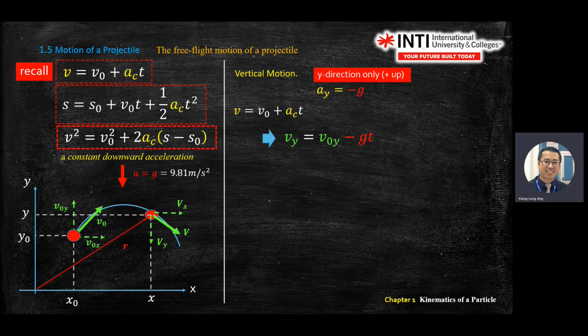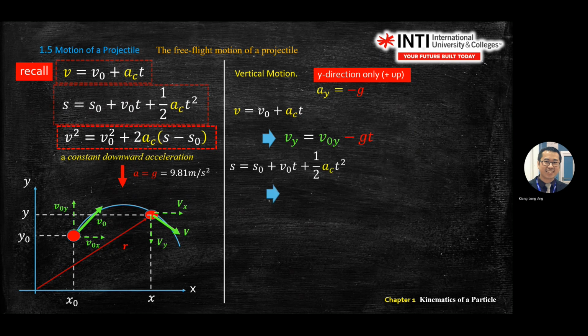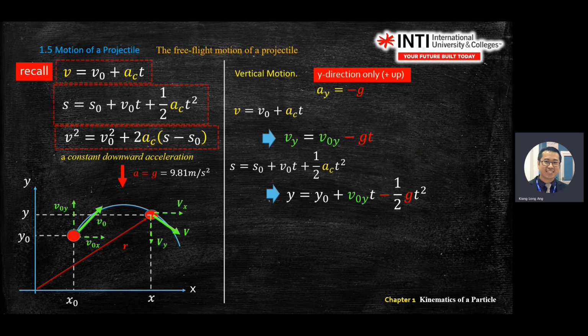Second equation, same, replace AC with g. You get y, again changing the s into y in the coordinate system. Okay, y equal to y naught plus V naught y t minus half g t squared. Okay, same with the third one, replace AC with g, but a common mistake is you will forget that g is negative. So avoid this mistake.